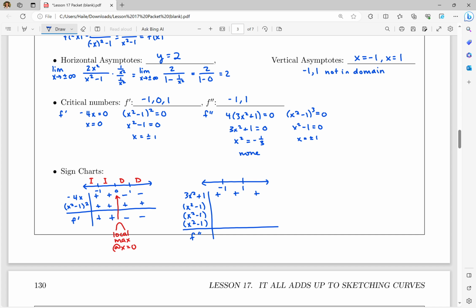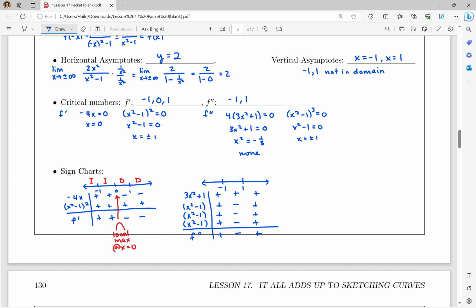X squared minus 1, if we stick in something in between -1 and 1, that's going to give us a really small number. So we're going to get a negative in the middle of those, but we'll get a positive everywhere else. Okay, so then f double prime, we have positive, negative, positive.